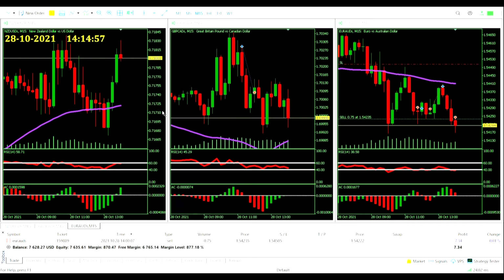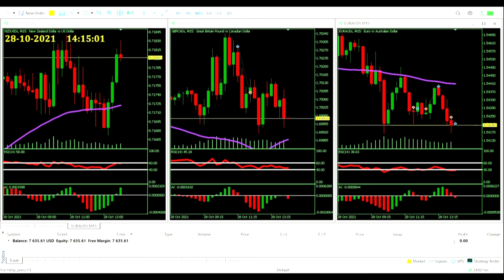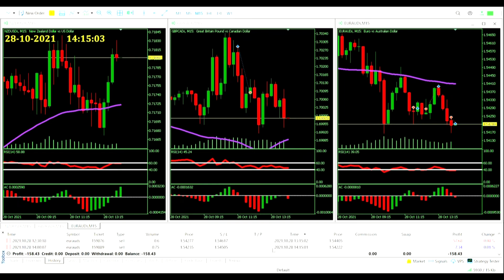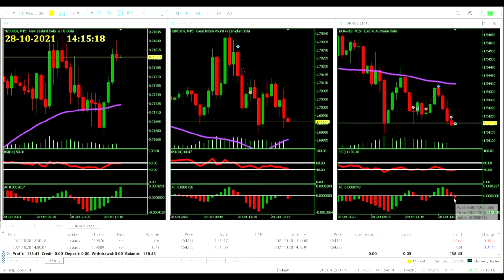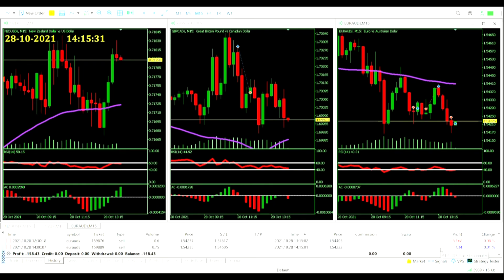We're about to close down this trade in 3, 2, 1, and it is profitable. Would you believe it? Look at that. $7.34. We are in the money. That's a gain. We can chalk that up. We'll be seeing green tonight. Even though the accelerator oscillator has crossed zero, it closed above zero, but we managed to make a little bit back. Only $158.43 down for the day now.